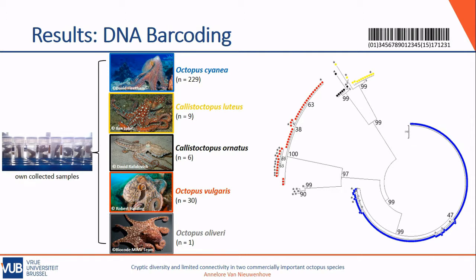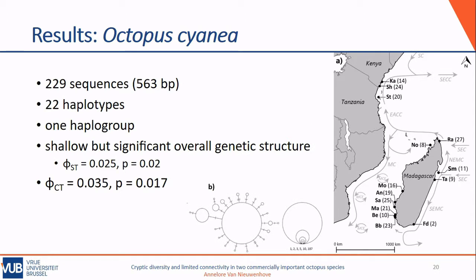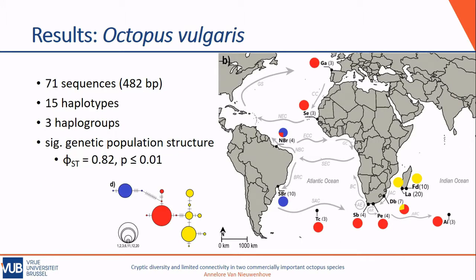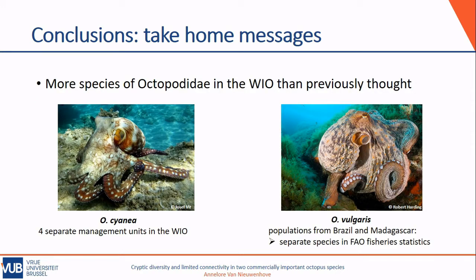So DNA barcoding revealed the presence of 5 different species within our samples, with first records of Callictoctopus luteus and Octopus oliveri in the Western Indian Ocean. For Octopus cyanea, significant genetic differentiation was found among Kanamai, southern Kenya, Tanzania, North and West Madagascar, Southwest Madagascar, and East Madagascar. For Octopus vulgaris, limited connectivity was found among populations from Brazil, populations from Madagascar, and then all the other ones were grouped as one.